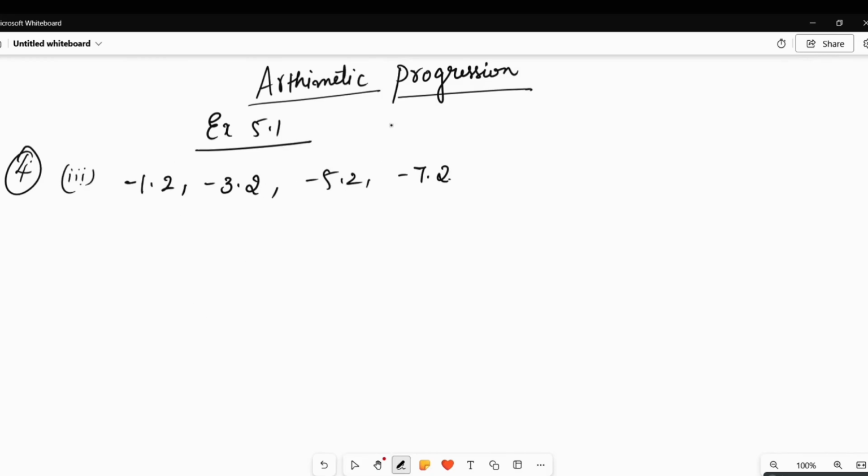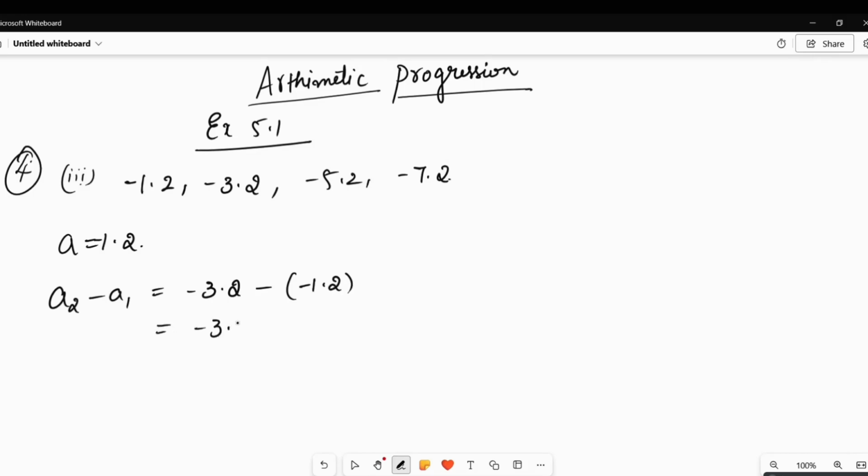Minus 1.2, minus 3.2, minus 5.2, minus 7.2. Which of the following is an AP? And if it is so, find the three more terms. That is the question. Here, the first term is minus 1.2. Common difference is A2 minus A1, that is minus 3.2 minus of minus 1.2.